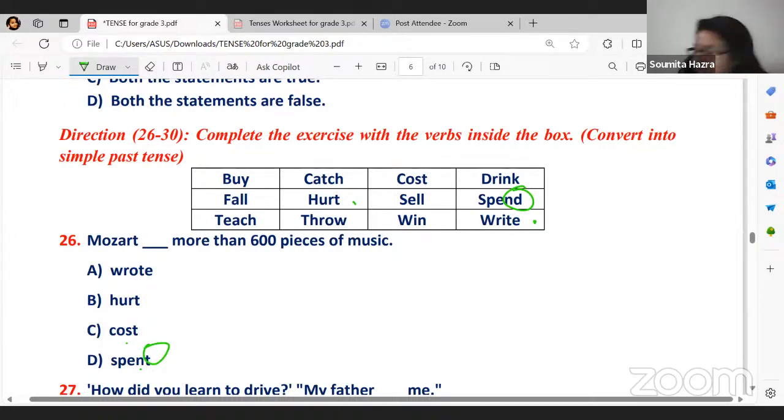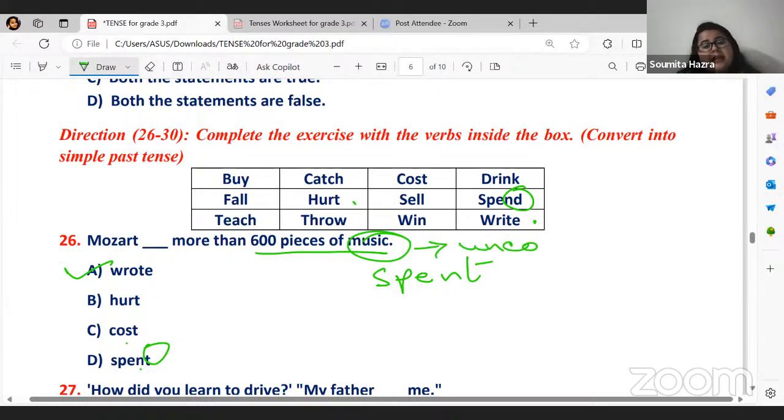Now tell me which one is the correct answer. This is 26. Mozart spent more than 600 pieces of music? You spend money. You don't spend music. 26A, Mozart wrote. It's the name of a writer. Mozart wrote more than 600 pieces of music. Now, music is an uncountable noun.